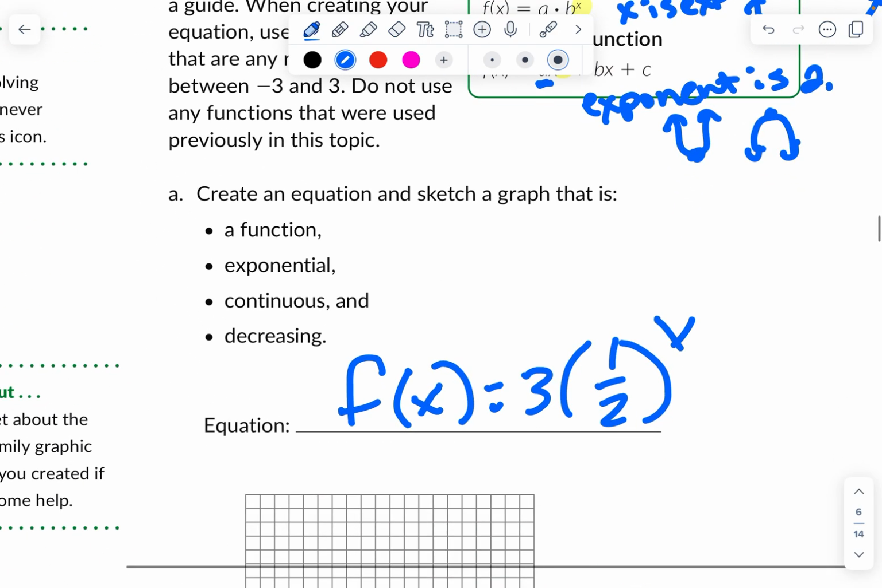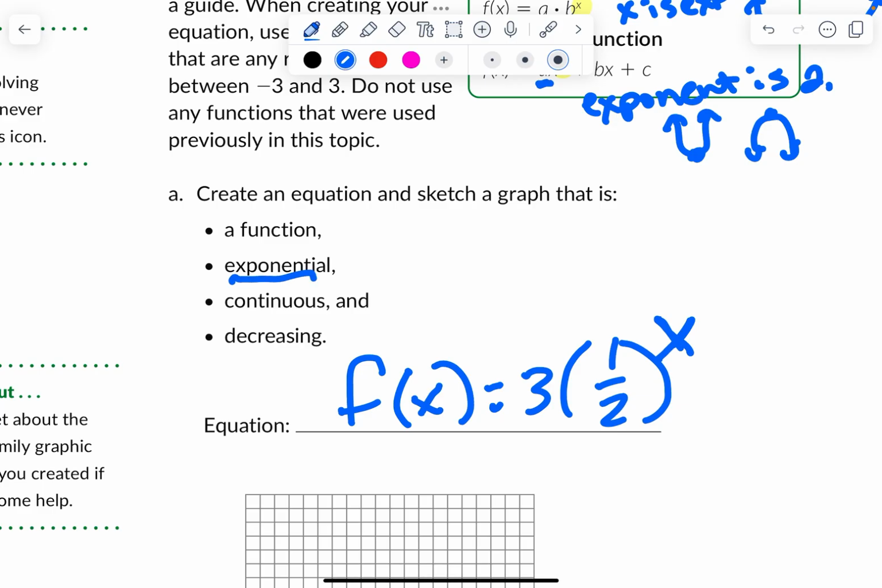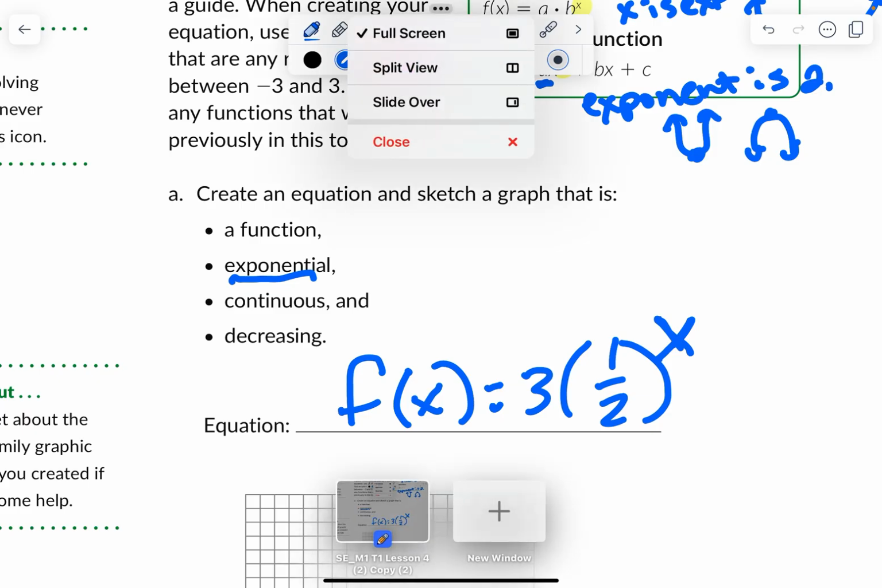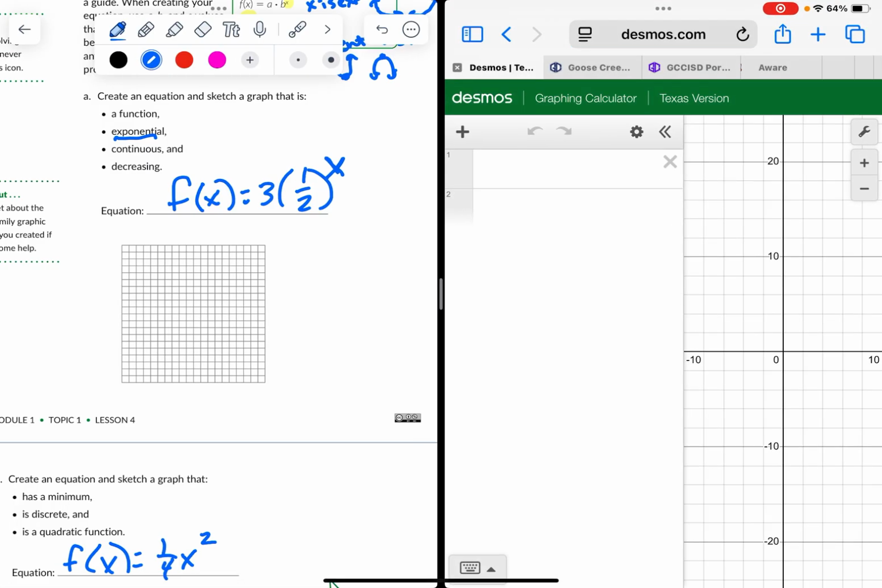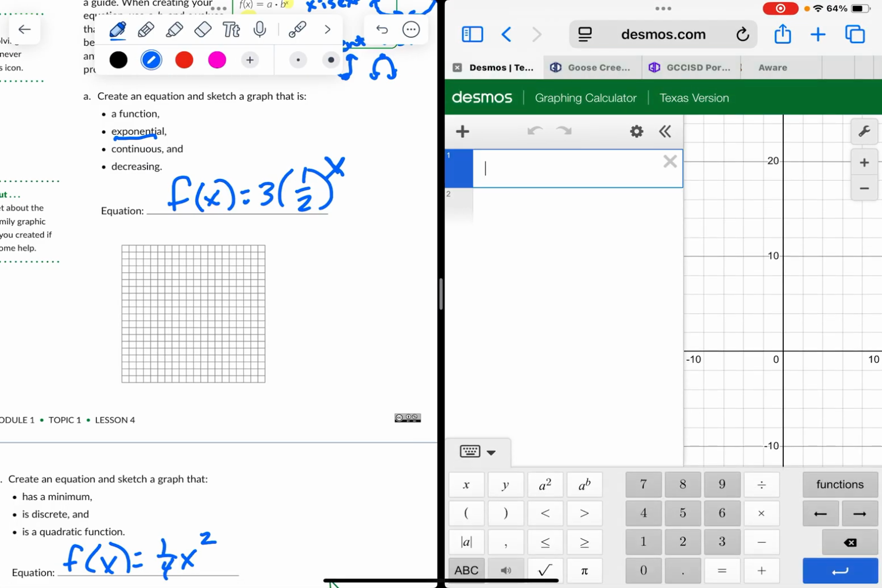So let's look at this very first one. They want exponential. So I know I have to have an x in my exponent. So I have written an equation with an x in the exponent, and I'm going to sketch it. And guys, we're not asking you to figure out how to sketch it on your own. Go type it into Desmos, and then you can sketch it.